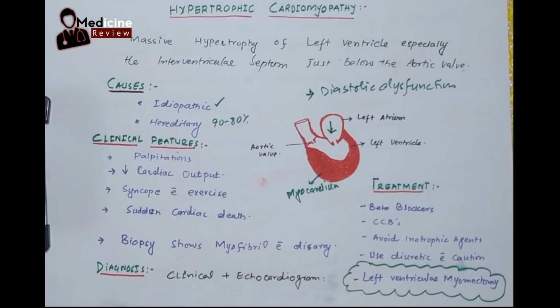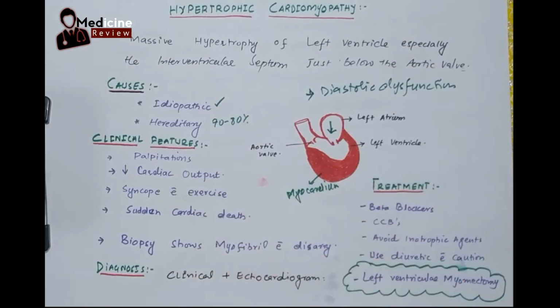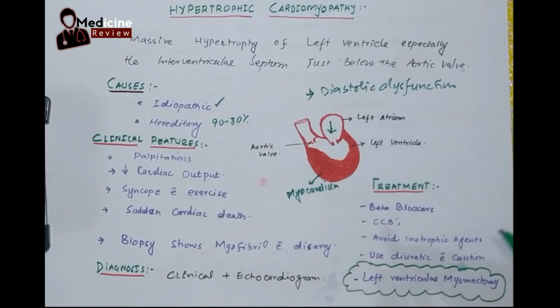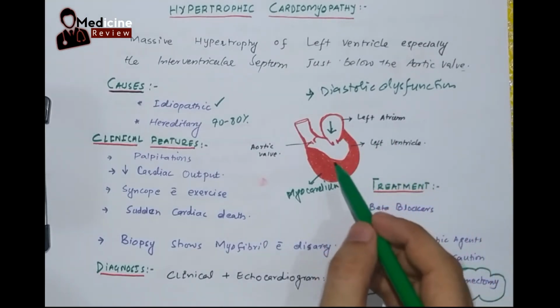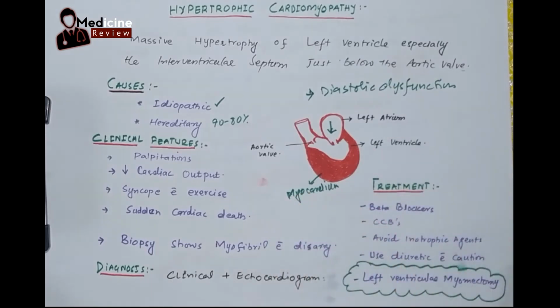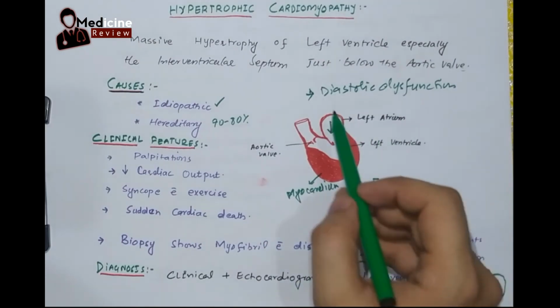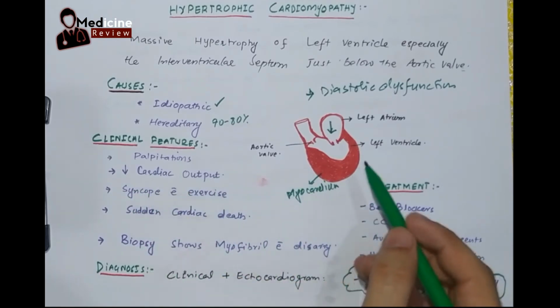If we look at the clinical features, there will be palpitation. Palpitation we can define as when one can feel his own heartbeat. There will be decreased cardiac output. Basically, first of all, there is diastolic dysfunction. The heart cannot relax properly, so the left ventricle cannot fill up and that blood cannot be pumped outside the left ventricle. First of all, the diastolic dysfunction. But there is another reason for the decreased cardiac output.